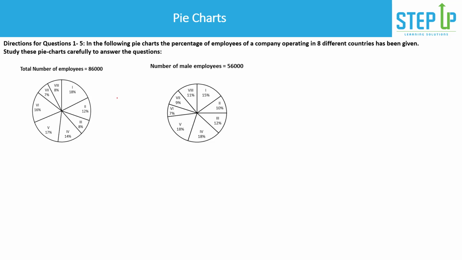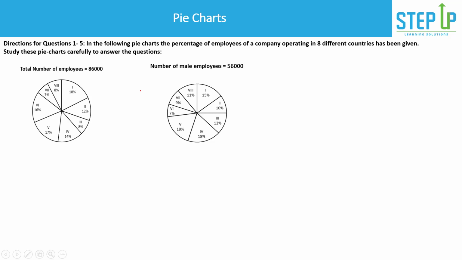So from this data, before jumping at the question, what can we say? We can say that I will be able to calculate the number of employees in each of the countries. If somebody asks me the male employees in any specific country, I'll be able to calculate. Also, if you think carefully, you can also calculate female employees. Total female employees is simple. 86,000 is the total employees, male employees 56,000. So not considering transgenders, it is safe to say the total number of female employees would be 86,000 minus 56,000, which is 30,000.